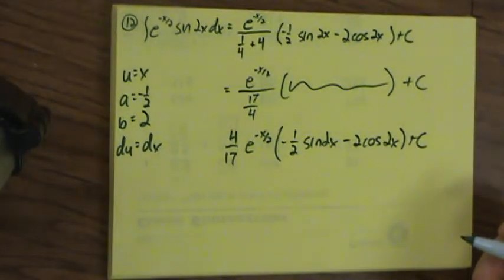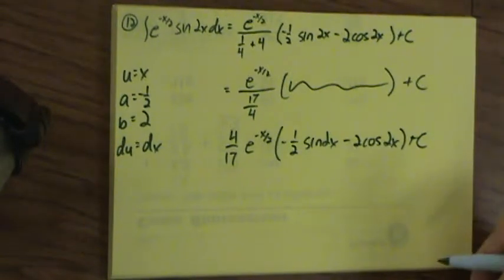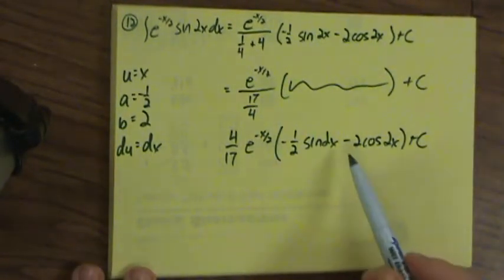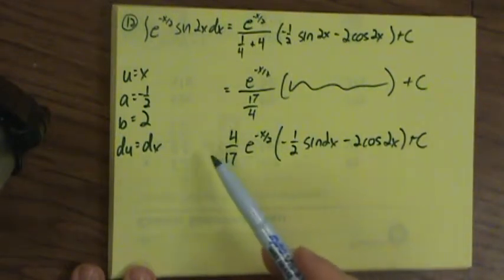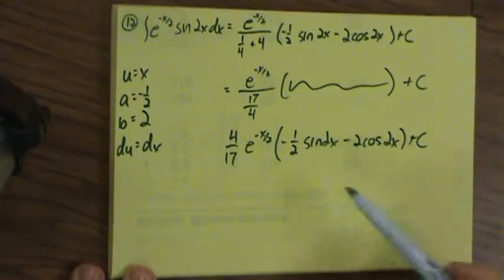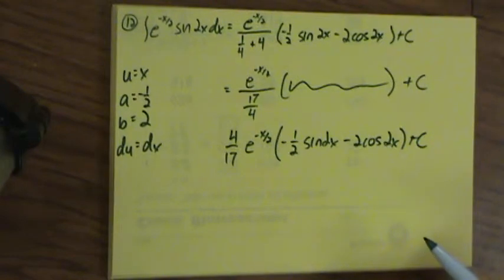And how you want to finish this up and simplify it and have its final form look to you is up to you. You could maybe get rid of this negative, pull that out here. This could be negative 4/17 and everything in here could be positive. Whatever you feel like doing. But I'm happy with that. I'm going to leave it that way.